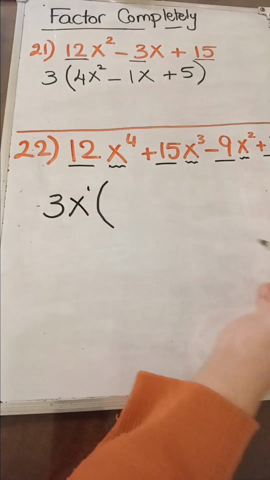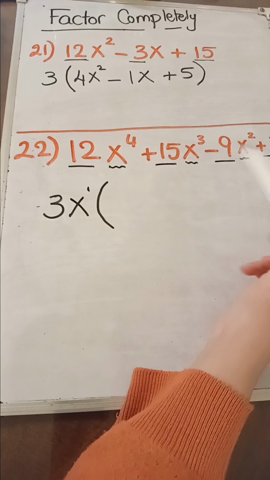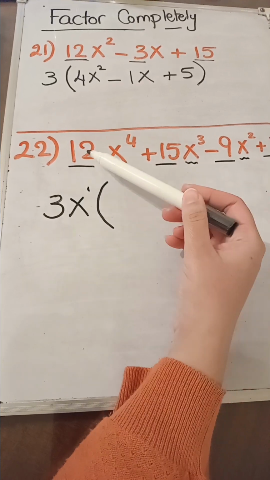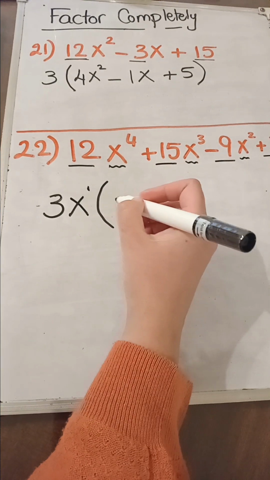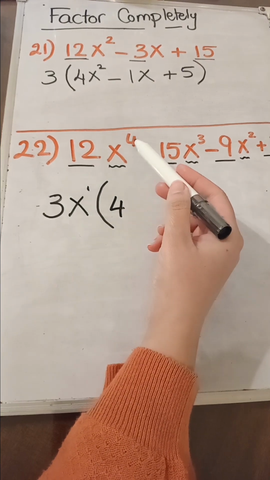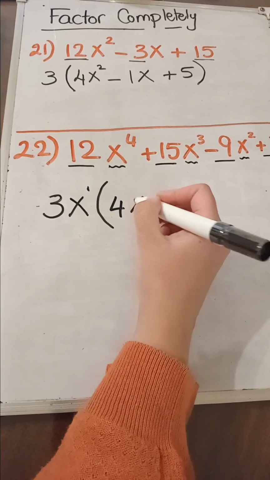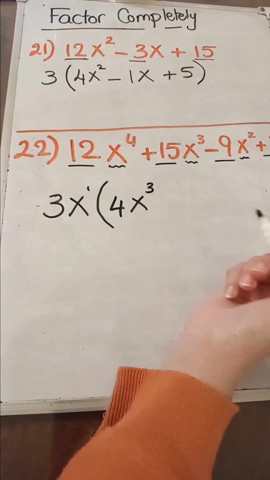Now I'm going to open parentheses, and I'm going to divide each of the four terms by 3x. So 12 divided by 3 is 4. x to the power of 4 divided by x. Remember, when we divide, we subtract the exponents. So 4 minus 1 is 3. So it's going to be x to the power of 3.